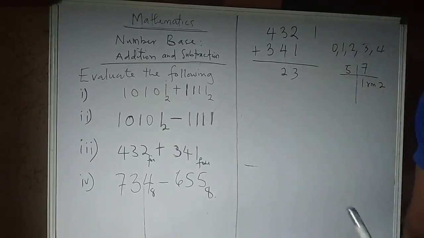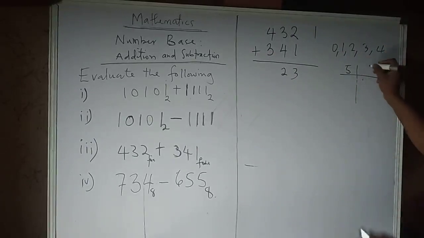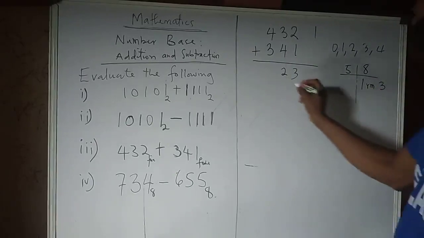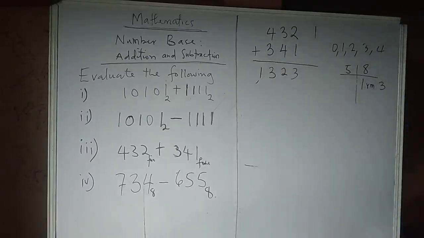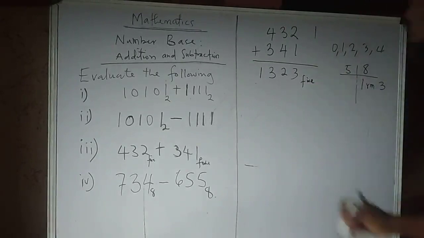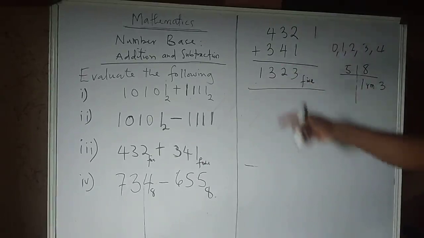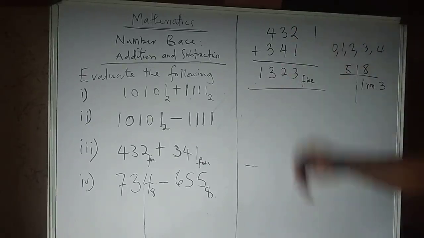But 8 is a digit that is not allowed in base 5, so we are going to convert that 8 to base 5. 8 divided by 5 will give us 1, remainder 3. So we are going to write 3. Then we carry that 1 to this point. I hope I've done this well. So this is how we convert from base. So this is the basic addition for base 5.